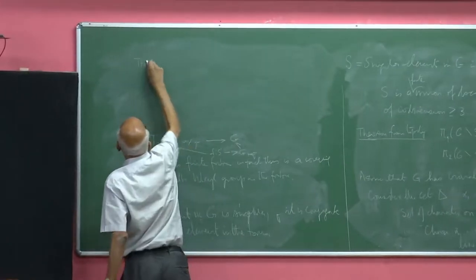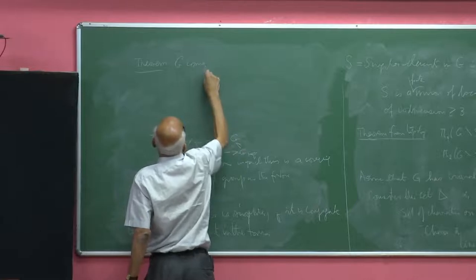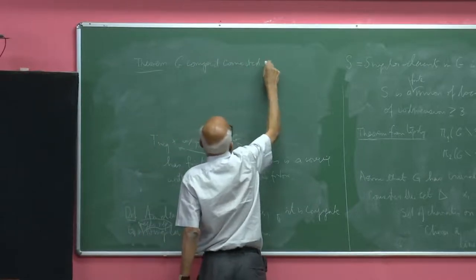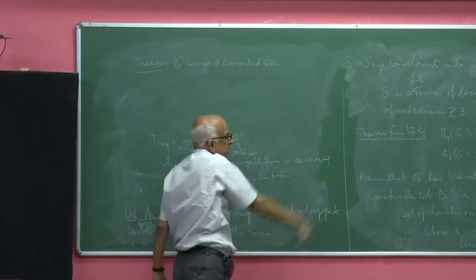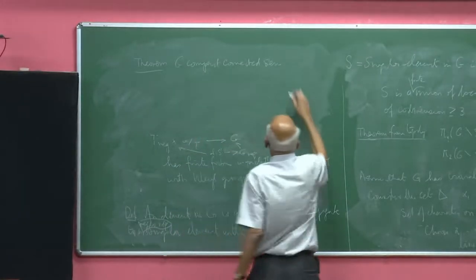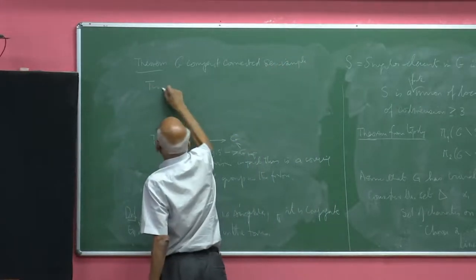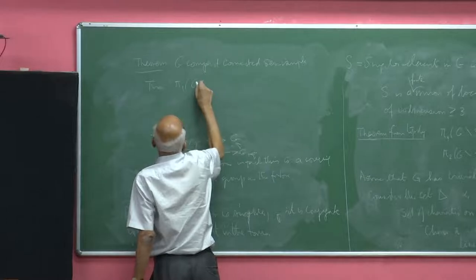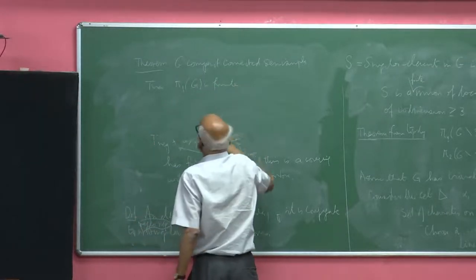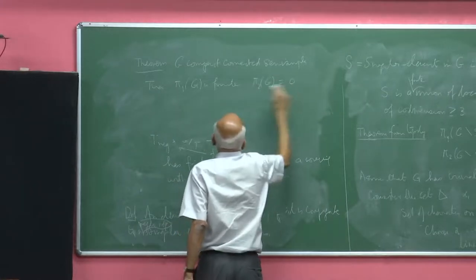Theorem: G compact, connected, semi-simple. I made these statements in the case of simple groups, but for semi-simple it's an obvious extension. Then pi 1 of G is finite, and pi 2 of G is 0.